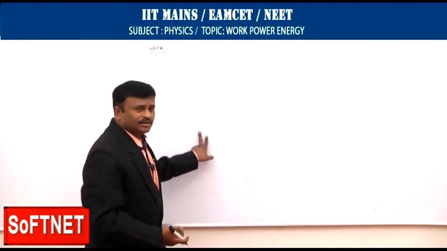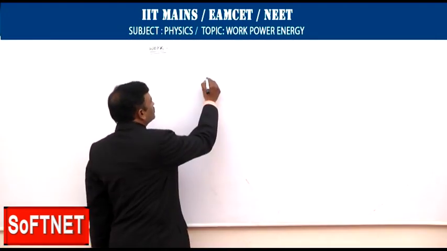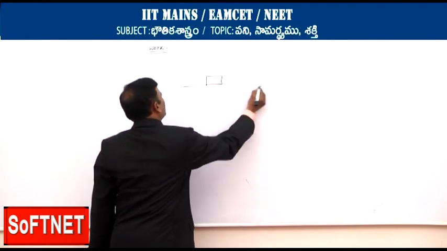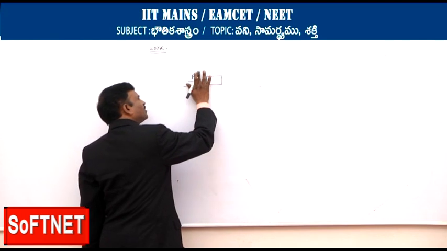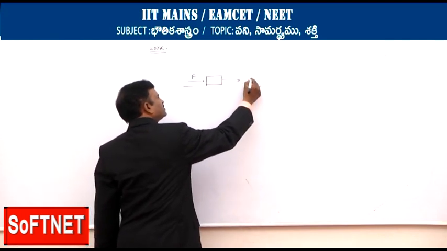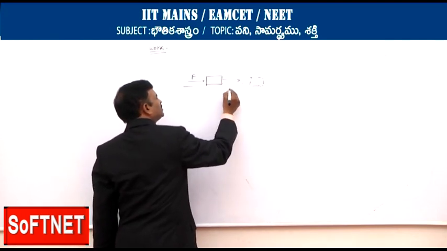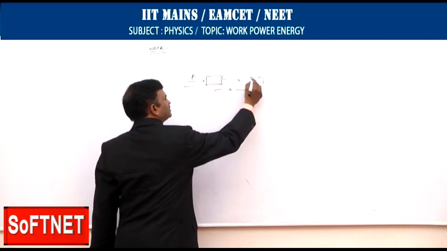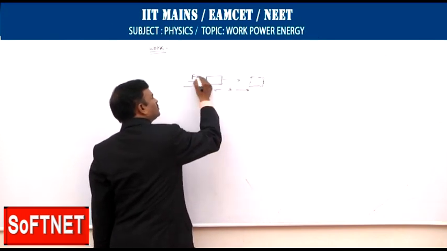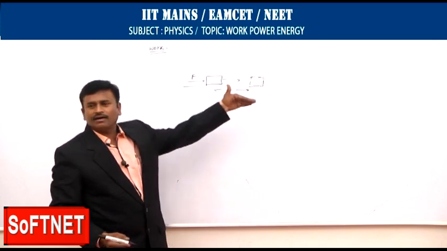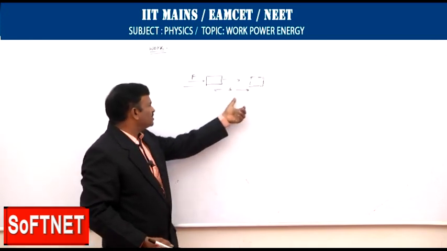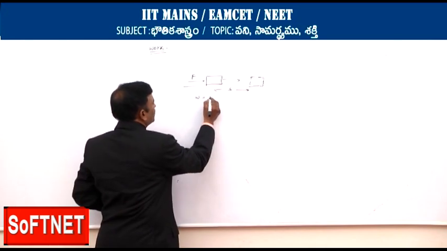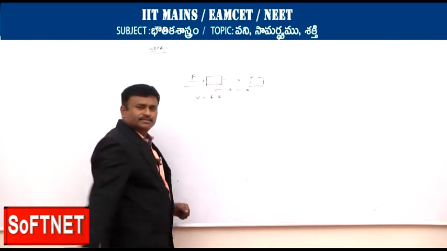Work: if a force is applied on a body and the body gets displaced in the direction of the force, then work is said to be done. Assume this is a displacement. If the force is applied along the x direction, the body also gets displaced along the x direction through a displacement s. The work is W equal to F into S.